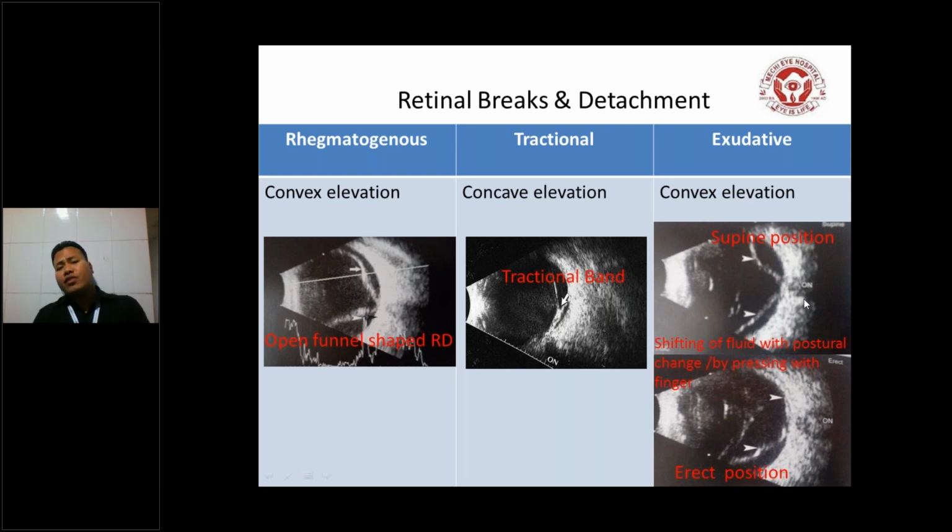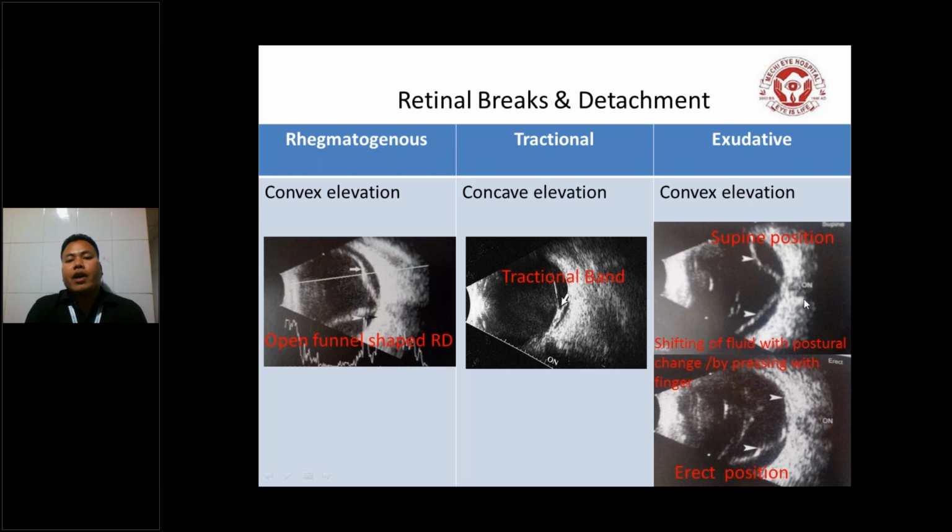So how to differentiate it? First we have to do a scan in both positions: first in supine position and second in erect position. If there is shifting of fluid in postural change, or shifting of fluid by pressing with the finger, then it is exudative type.